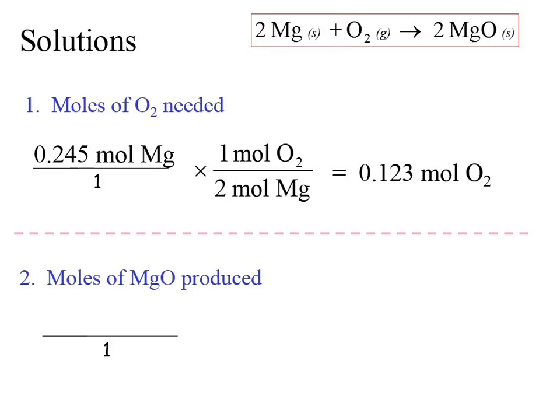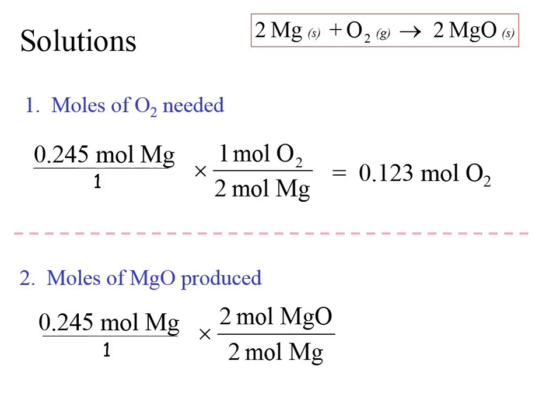Pretty good. A similar thing for the bottom one. We start with 0.245 moles of magnesium over 1. Now we need to use the 2 moles of magnesium oxide over 2 moles of magnesium. Moles of magnesium cancel. We're left with units of moles of magnesium oxide. Now, sometimes students will say, but Mrs. Snipes, you're just being silly. Why do you want to go ahead and put a 2 over 2? Why not just recognize that they're equal and go with 1 over 1?